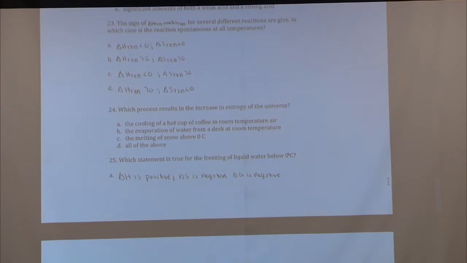And also the melting of snow above 0 degrees Celsius. Well, 0 degrees Celsius is when water freezes. So anything above it, it will melt. And so therefore that is also a spontaneous process. And the answer should be D, all of the above.